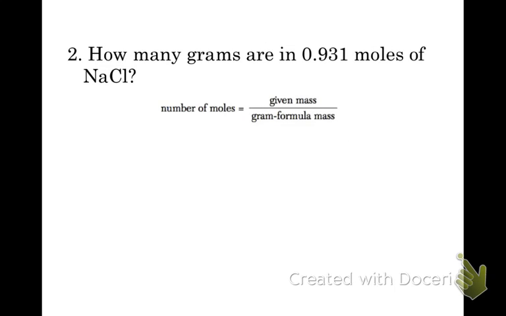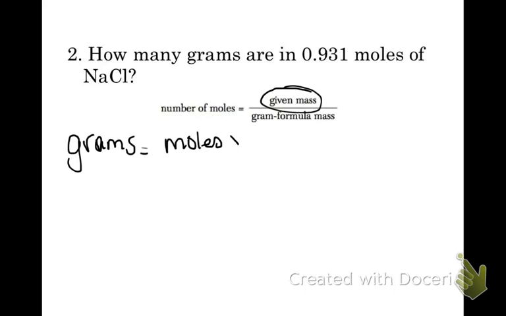Here we have how many grams are in 0.931 moles of NaCl. So now I want to figure out what the gram is. So now I have to rearrange the equation. So I can do grams, or the given mass, it's the same thing, is equal to the moles times the gram formula mass, and I abbreviate it GFM just to make it simpler. The moles are 0.931, and I know that because of that unit there.